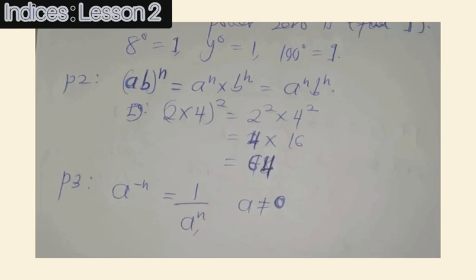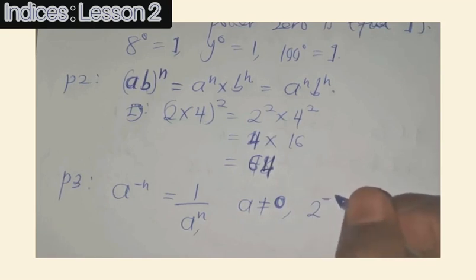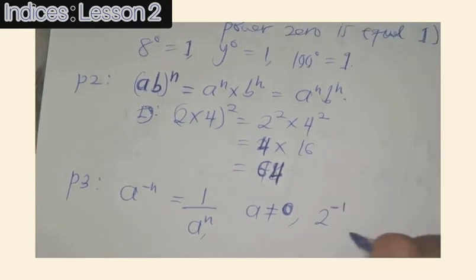For example, if I have 2 raised to the power negative 1, I can say that this is equal to 1 divided by 2 raised to the power 1, which is the same thing as 1 over 2.